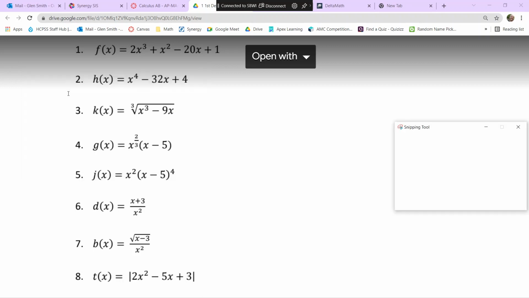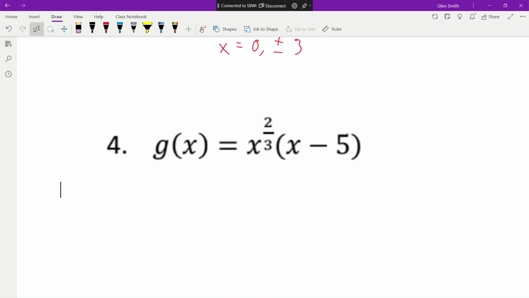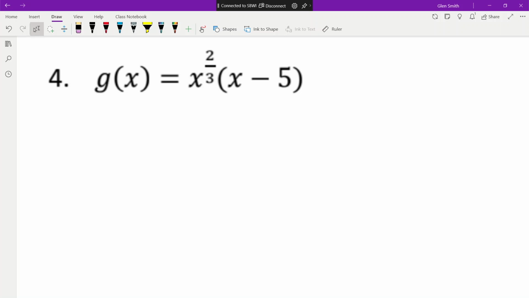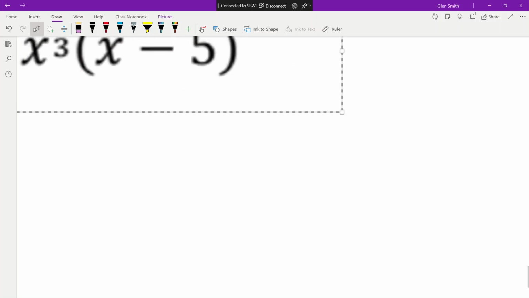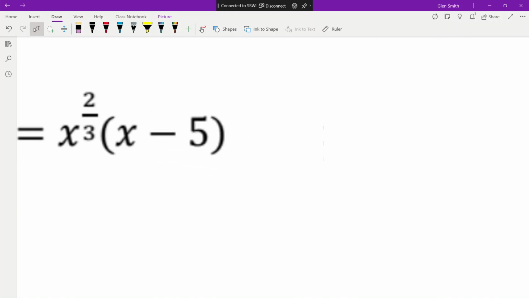Not the best. All right. Yo, number 4 is a little bit weird. If you want to follow along with me. Let me shrink this up here.